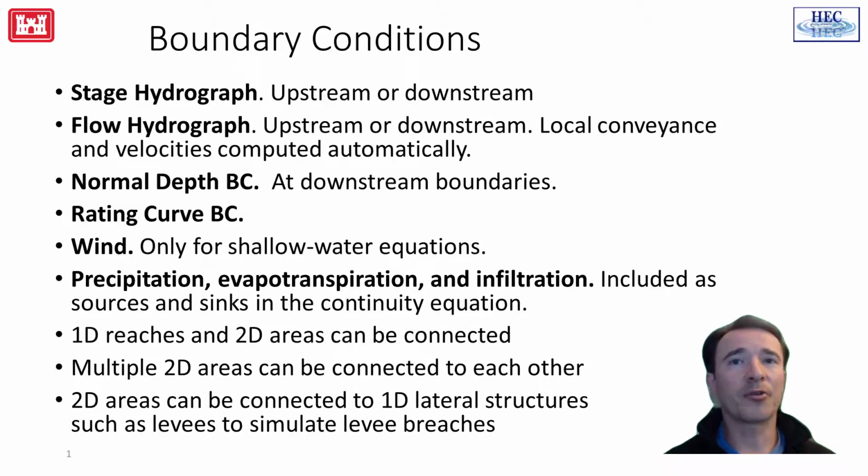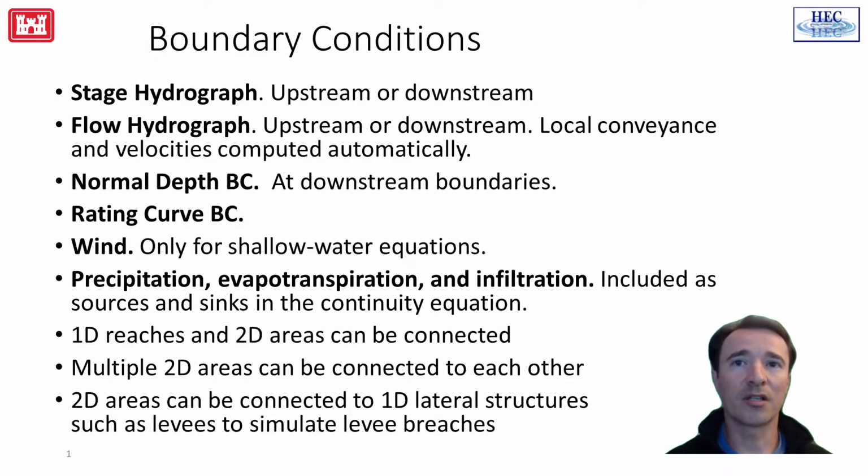A normal depth boundary condition can be used only at downstream boundaries and requires a friction slope. The rating curve boundary condition specifies the total boundary flow as a function of stage. It can only be specified at downstream boundaries. The total flow is then distributed along the boundary based on conveyance.